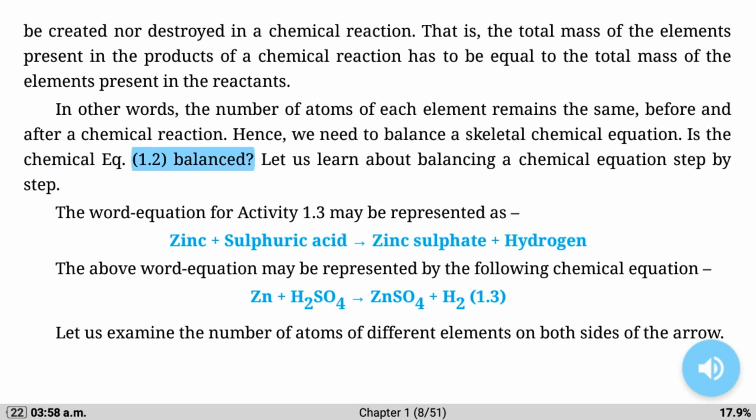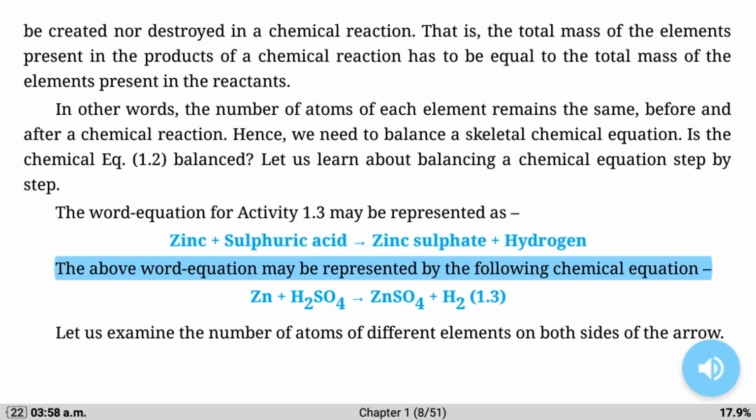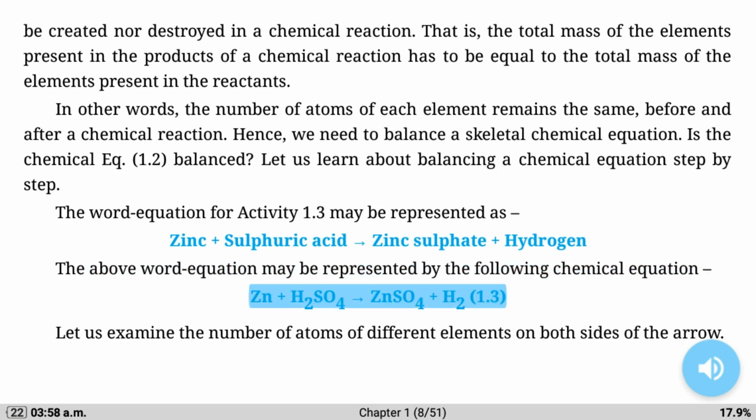Is chemical eq 1.2 balanced? Let us learn about balancing a chemical equation step by step. The word equation for activity 1.3 may be represented as zinc plus sulphuric acid gives zinc sulfate plus hydrogen. The above word equation may be represented by the following chemical equation: Zn + H2SO4 → ZnSO4 + H2 (1.3).